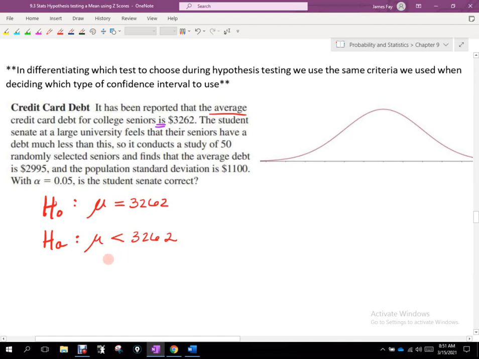Okay, so which one of these is the claim? It's the second one, because if we look at this, it says the student senate at a large university feels, believes, reports, claims. Those are all analogous phrases. Okay, so it's going to put the claim right here. Okay, is that all right? All right, so now what we want to do is we want to attach a z-score to the sample data. Okay, so the sample data came from these 50 people and provided all of that information. Does that make sense? Okay.